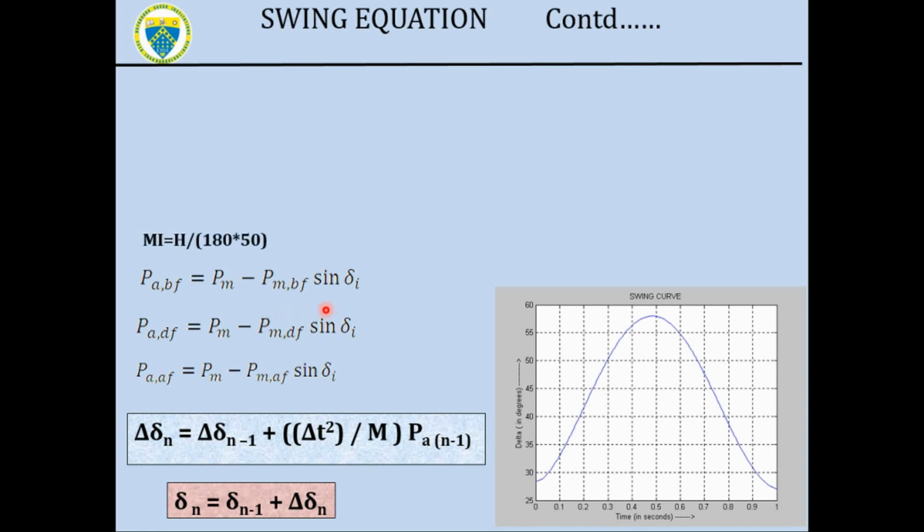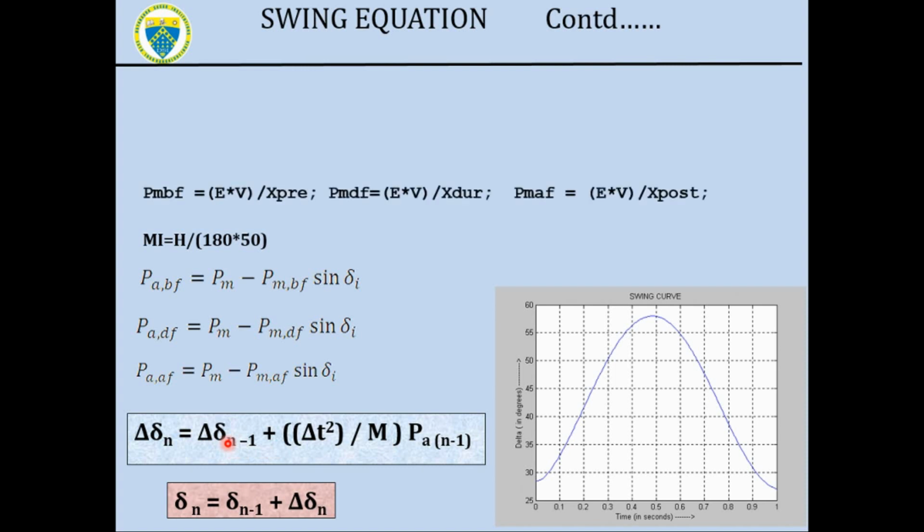So now next let us see. Now M we will need to evaluate. So M, that is moment of inertia, is equal to H by 180 into F, where F is frequency, 50 Hz. So we can evaluate Pa and we can evaluate M. So this is the initialization you can make to determine.